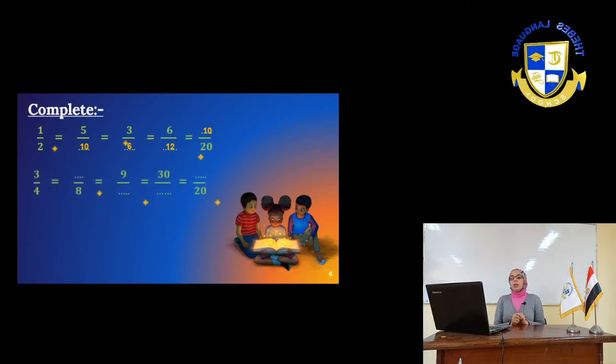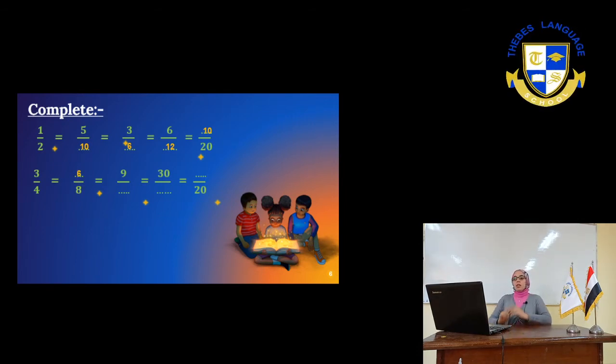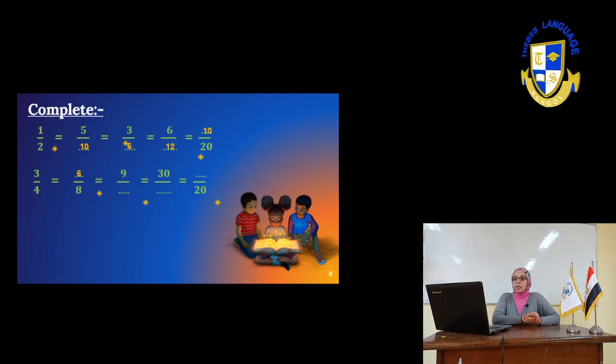Next example, 3 over 4 equals what over 8? 4 becomes 8, so it becomes bigger. So we'll multiply it by 2. Multiply 3 by 2, it will be 6. 3 becomes 9. We multiply it by 3. Multiply 4 by 3, it will be 12. 3 becomes 30. Multiply it by 10. Multiply 4 by 10, it will be 20. 4 becomes 20. Multiply it by 5. Multiply 3 by 5, it will be 15.